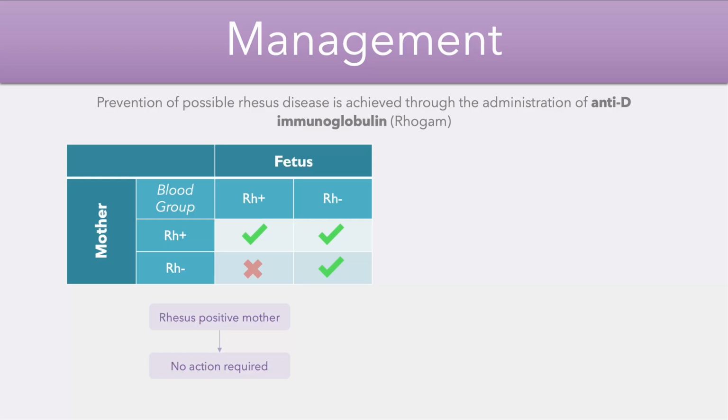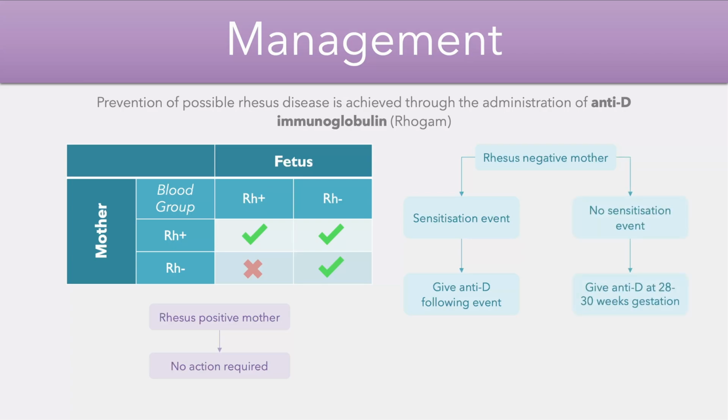However, if the mother is rhesus negative, we should always assume the worst and assume that the fetus is rhesus positive. In any of these mothers, we should look out for sensitization events, and if they occur, we should give anti-D immediately after the event. If there's no sensitization event which occurs, we should still give anti-D to rhesus negative mothers at around 28 to 30 weeks of gestation. Once the child is born, we can consider giving further doses of anti-D if they're actually tested to be rhesus positive.